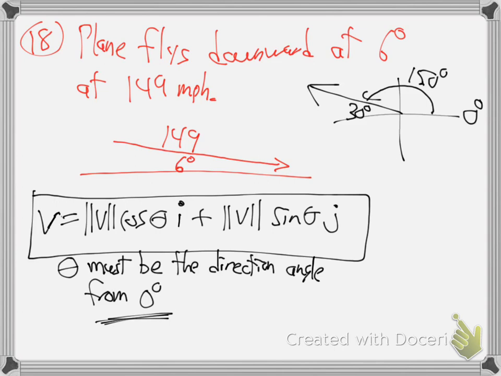And they say it's going that way 30 degrees. Well, if you take that 30 and use it, it'll mess you up. It won't work. You have to turn it into the direction angle, meaning the angle from 0. So you always have to figure out how far the angle is from 0. So that would be 150. We would use 150. Does that make sense? So like if they told me it's going 100 miles an hour left at 30 degrees.